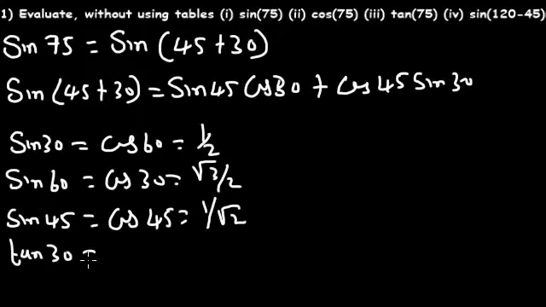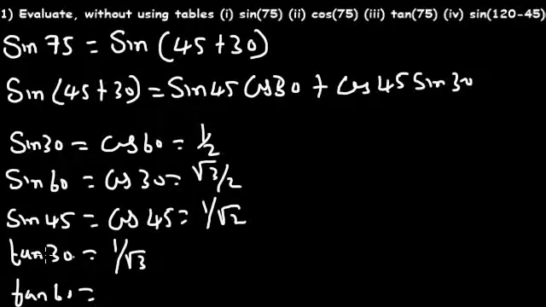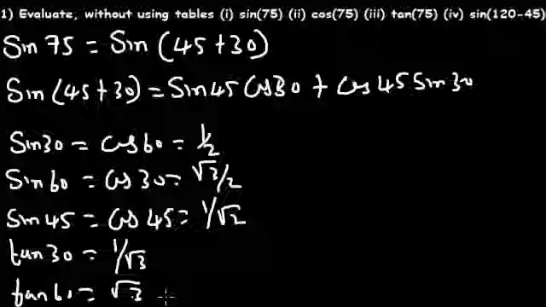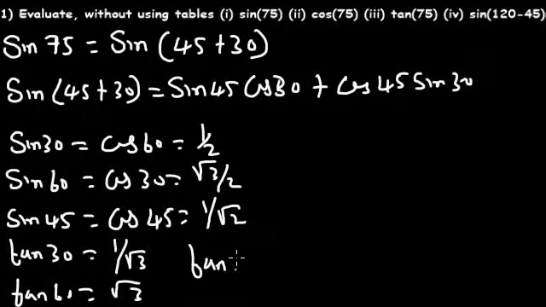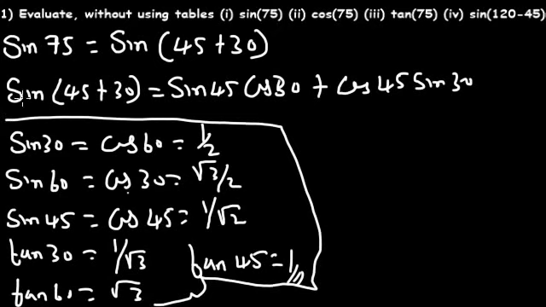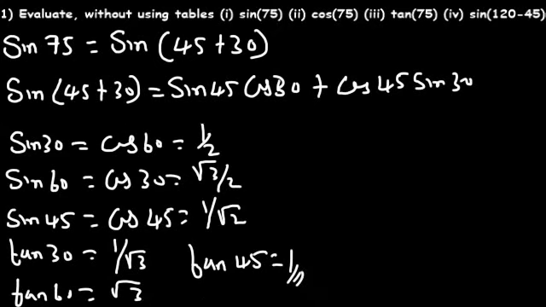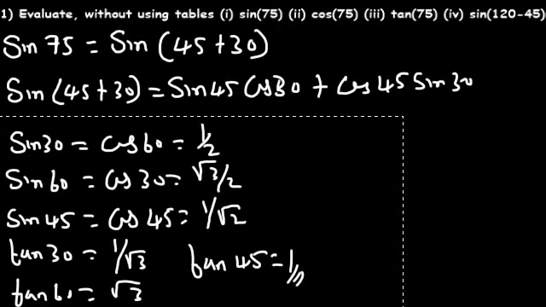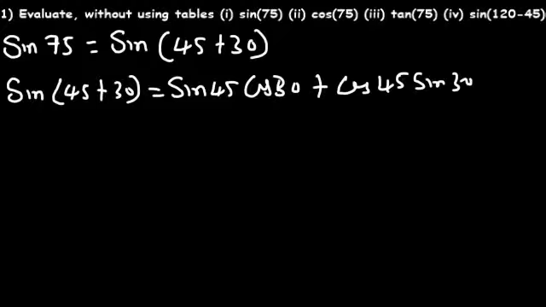Tan 30 is equal to 1/√3, and tan 60 is the reciprocal of tan 30, which is simply √3. And for the tan of 45, the result is simply 1. So these are the values for the special angles. If you want, you can have them copied down, and the other way, you can check out the video. In the video, I show the proof on how all these values are gotten.